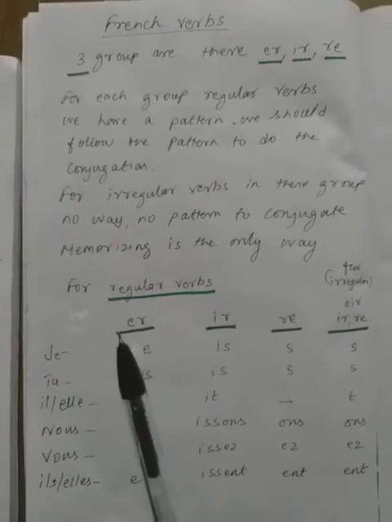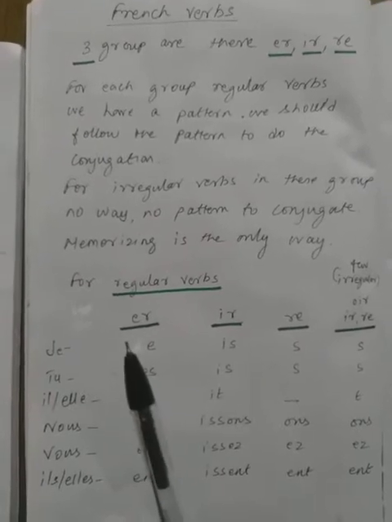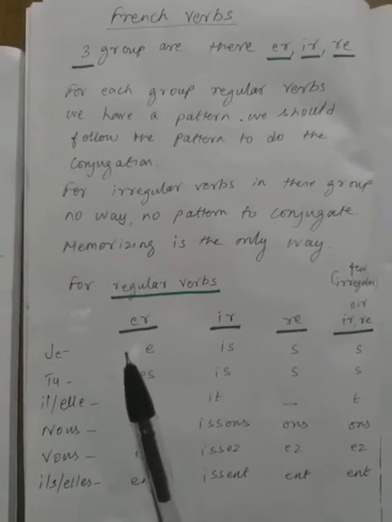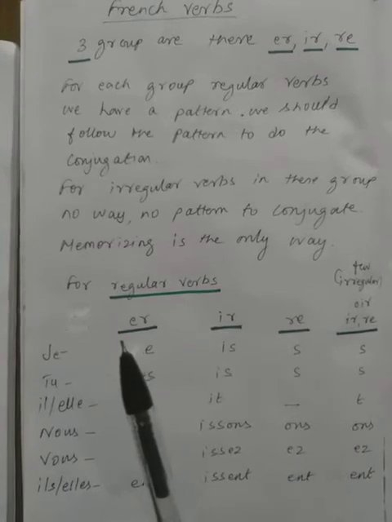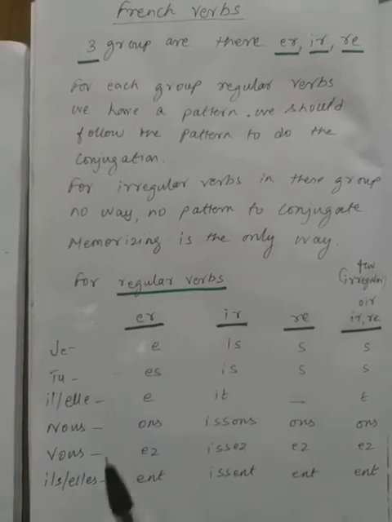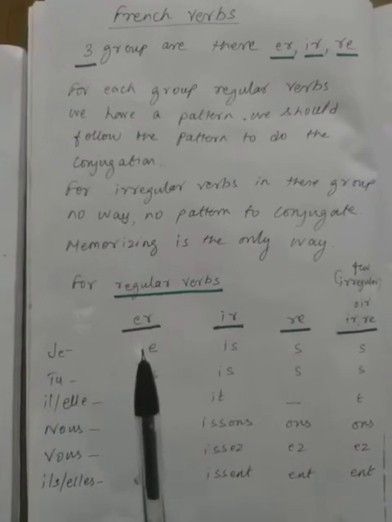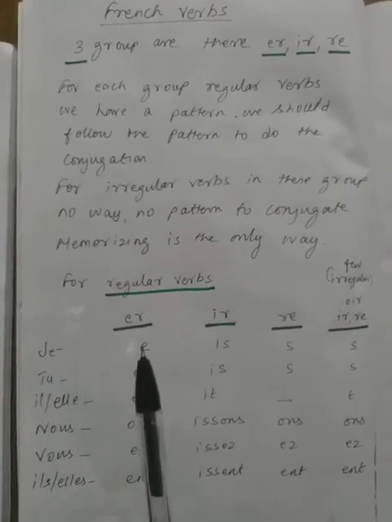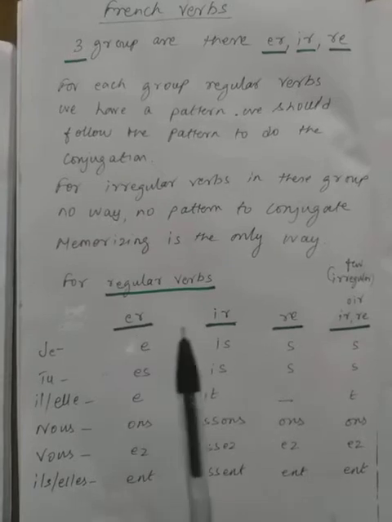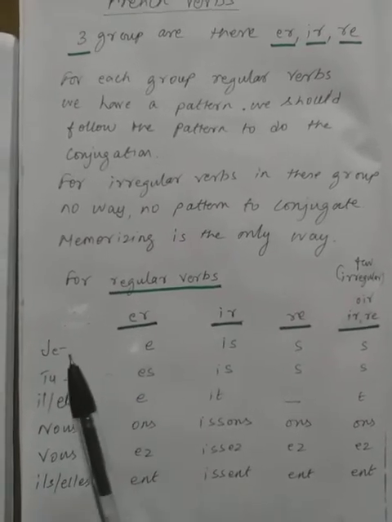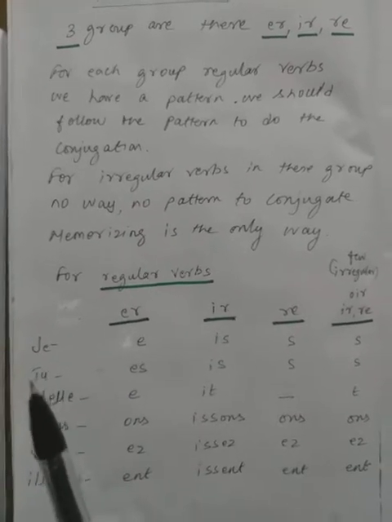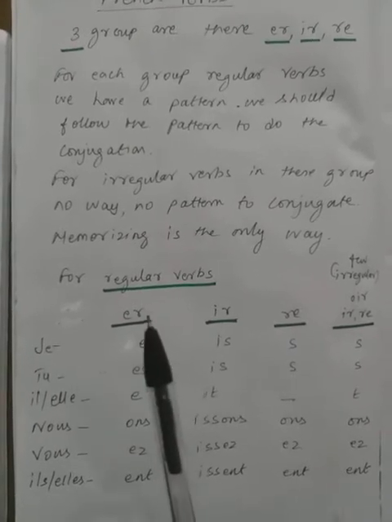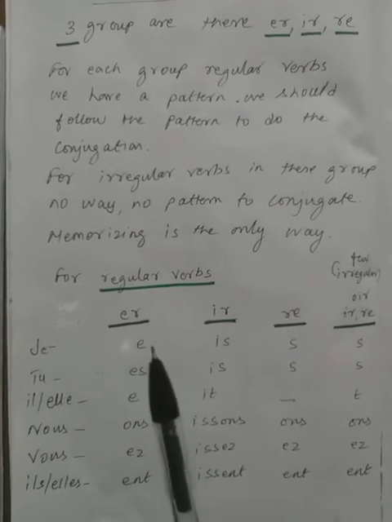Here, for the first group, the ER group, how do you do the conjugation? Just change the endings of that verb, the infinitive verb endings. ER, replace it by E for first person. If the subject is Je and the verb is a regular ER verb, then replace ER by E.